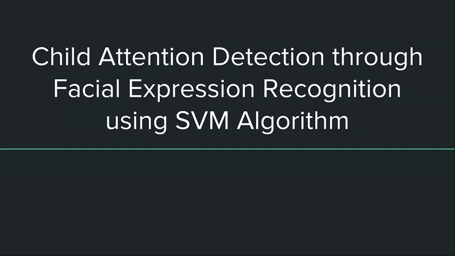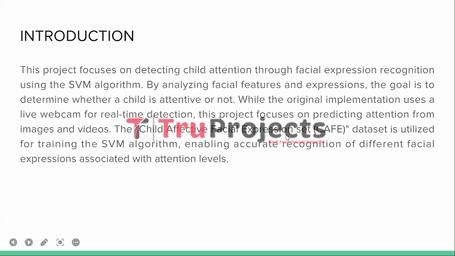In this video, we are going to explain a project titled Child Attention Detection through Facial Expression Recognition using SVM Algorithm. The main objective of this project is to detect child attention by utilizing facial expression recognition and the SVM algorithm. The focus is on analyzing the facial features and expressions to determine the level of attentiveness in children.